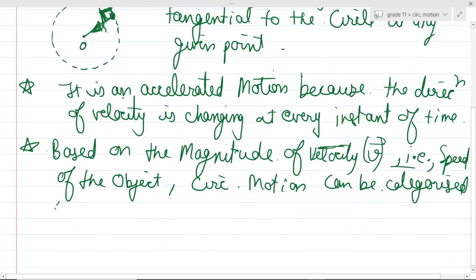Can be categorized as, first, what do you mean by this? Sir, a small doubt. Velocity vector and speed vector are both different, or is speed a scalar quantity? Speed is a scalar quantity. Velocity is a vector quantity. Speed does not have direction, so a speed vector does not exist. Velocity exists.